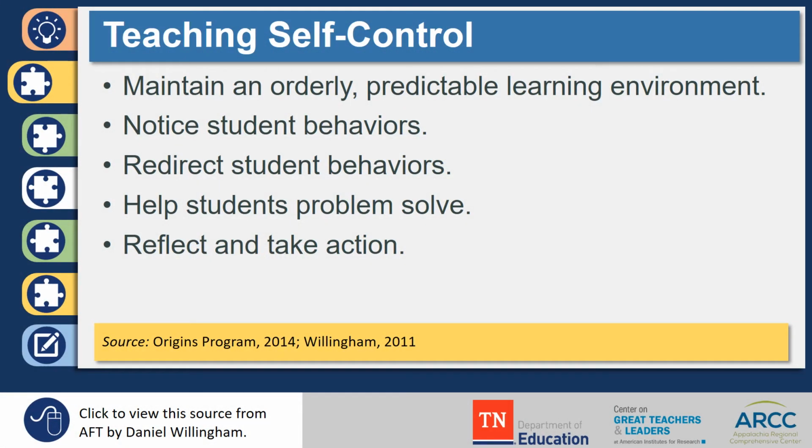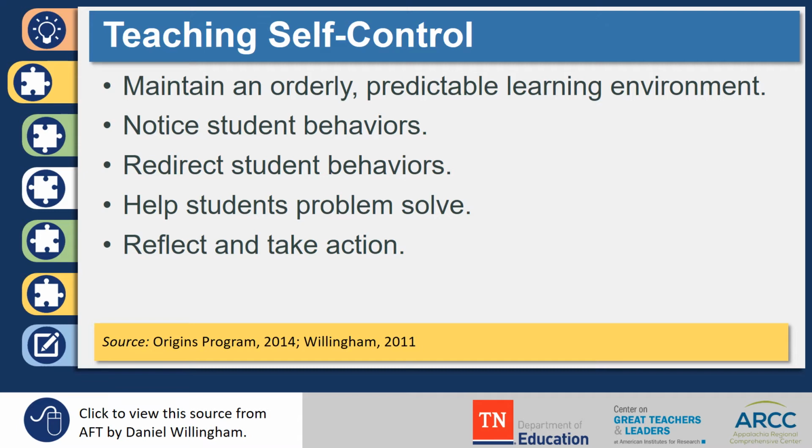Some principles that will help you support students' development of self-control include: maintain an orderly, predictable learning environment. When students are in a well-organized classroom with set expectations, they're more likely to exhibit self-control because they'll be well rehearsed at meeting the expectations of the classroom. Notice student behaviors. Students are more likely to become impulsive when they become emotionally charged. It's important to help students notice their behaviors and their emotions, particularly when they become more intense.